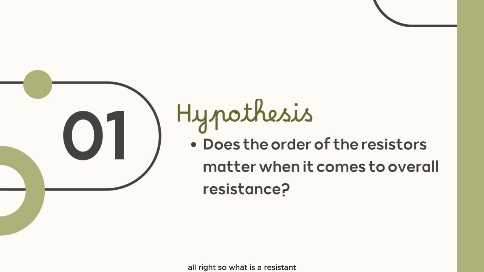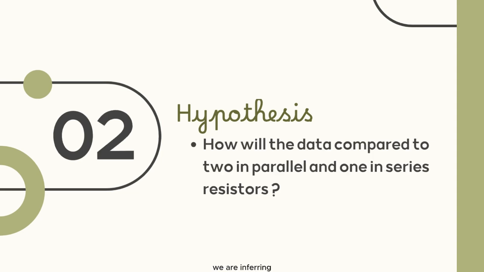All right, so what is a resistor? A resistor is a component that allows and controls electric current flow within circuits. This is important to know because in both of our hypotheses, we are inferring how the different setup of resistors will affect the flow of the current, additionally affecting the resistance that we're trying to measure.